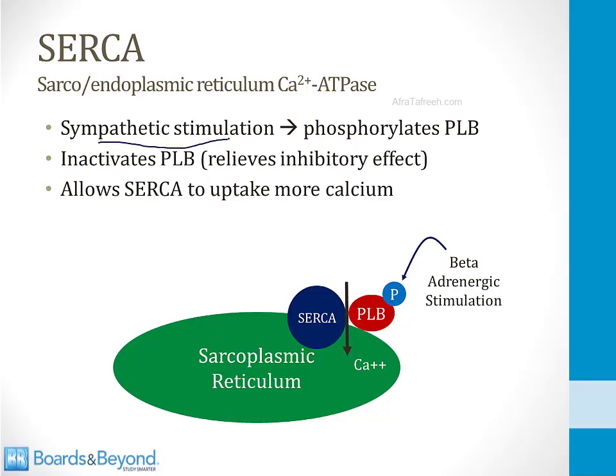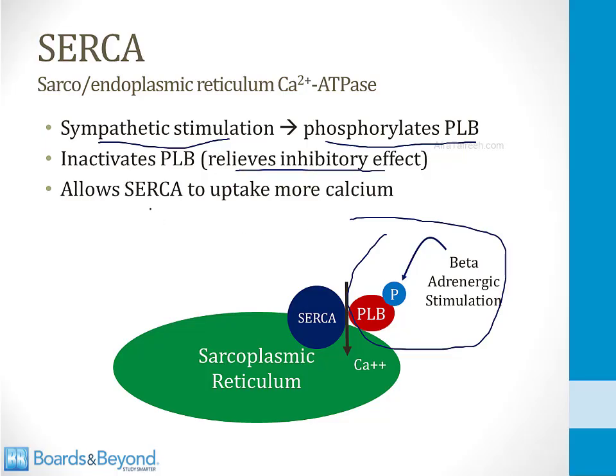Sympathetic stimulation of cardiac myocytes leads to phosphorylation of phospholamban, as shown in this picture here on the screen. This inactivates phospholamban and relieves the inhibitory effect. This allows SERCA to uptake more calcium and work faster. So the bottom line here is that the sympathetic nervous system can increase both contractility and relaxation in the heart, both by modifying the amount of calcium in the cytosol. That's the big picture take-home point. And that concludes our video on cardiac muscle.